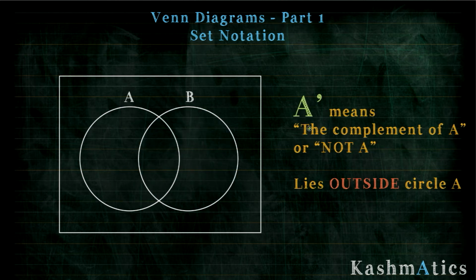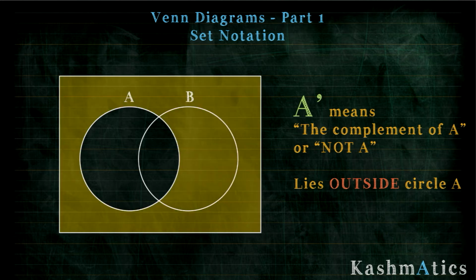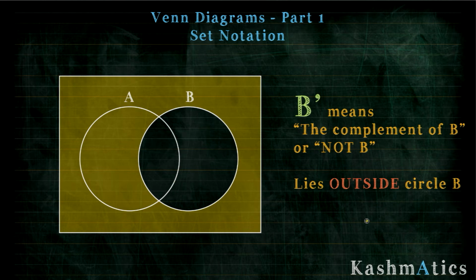Now if you see an A with an apostrophe, it means the complement of A, or not A, and that would be the region which lies outside of circle A, and that would be that region there. And similarly, B with an apostrophe is the region outside of circle B.